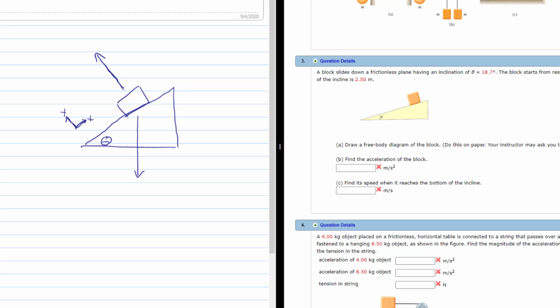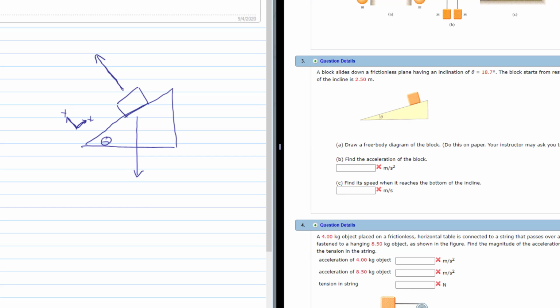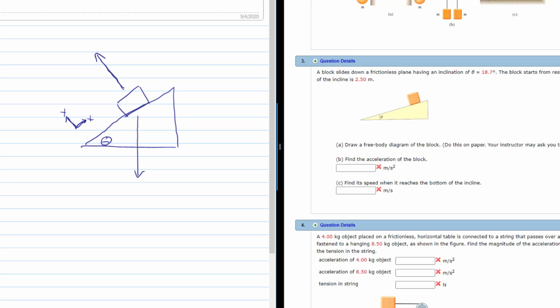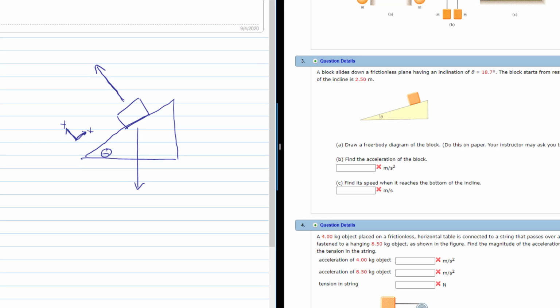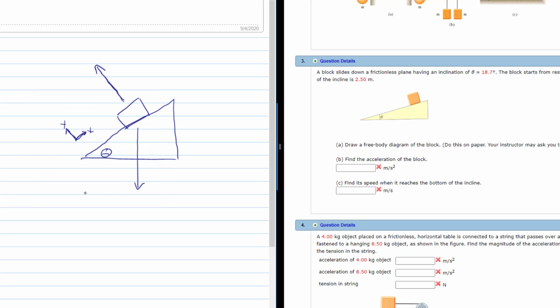So let's see. Where's my toolbar for my pen? I want to change colors. Oh, this is too complicated, but whatever. This is too much work just to change pen colors. Come on. All right, there we go.